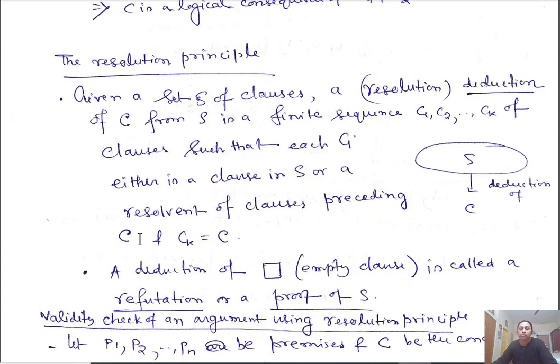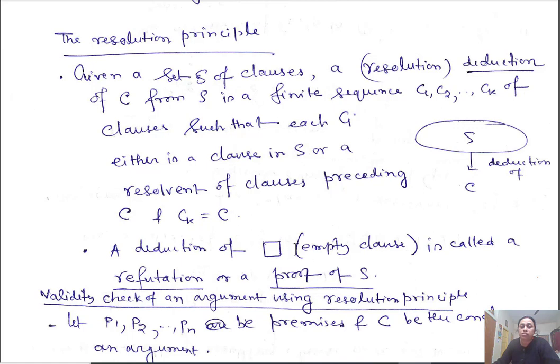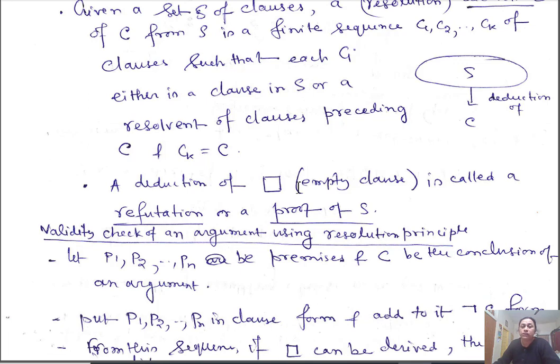It should be Ci, preceding Ci. And the final Ck is C. Finally, this Ck is C. That deduction finally gives us C. And a deduction of the empty clause is called a refutation or a proof of S. If you get a deduction that finally ends in the empty clause, it is called a proof or refutation of S. So we can apply this for validity check of an argument using this resolution principle.